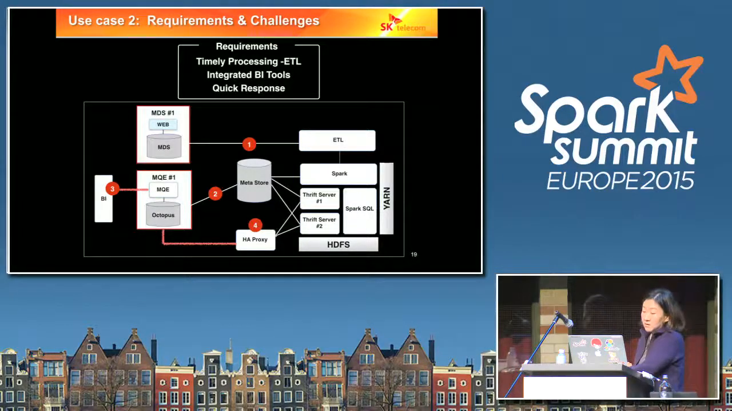Here, the metadata system, here MDS, runs the ETL through the UGI. And the meta-query engine, here MQE, manages the schema information from the metastore. BI tools will connect to the meta-query engine to load the information of accessible databases and tables. Here, HA proxy. The Thrift server can be configured redundantly through the HA proxy.